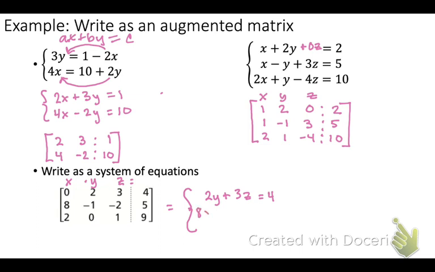X minus 1y minus 2z equals 5. Carson, next one. 2x plus 1z equals 9.